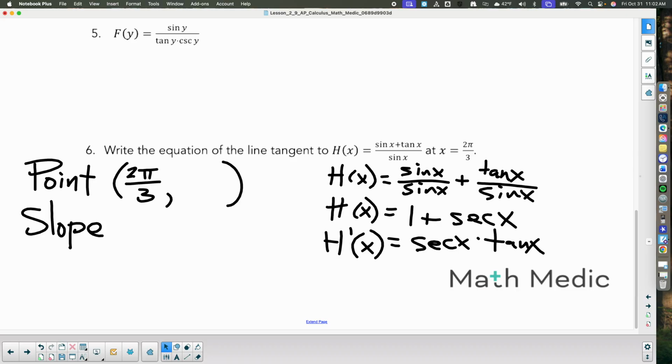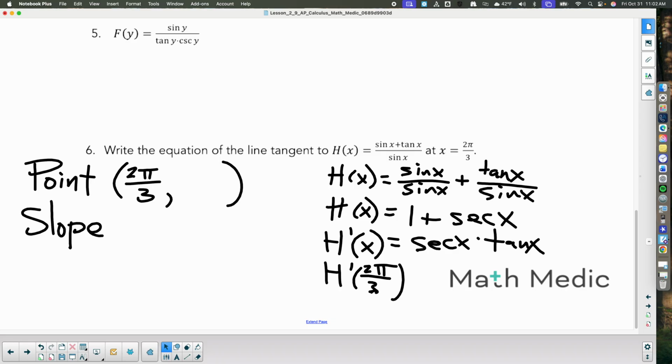So, do you want me to substitute in this? What would you do next? There's actually a couple different directions we could go, because we're trying to find the point and the slope and we have neither. So I would substitute 2 pi over 3 in the derivative to find the slope, yes, we can do that. So h prime of 2 pi over 3.